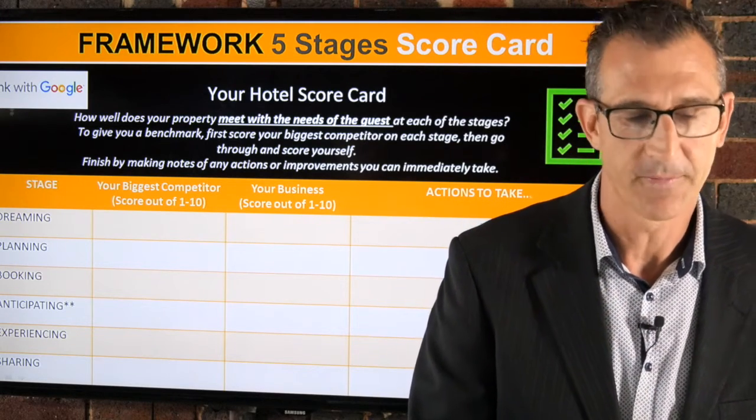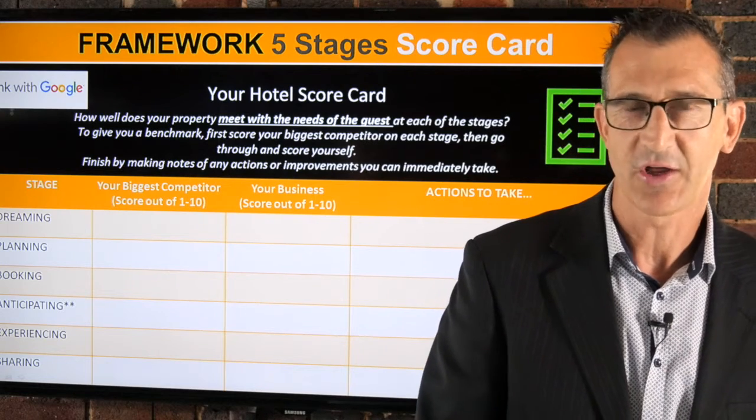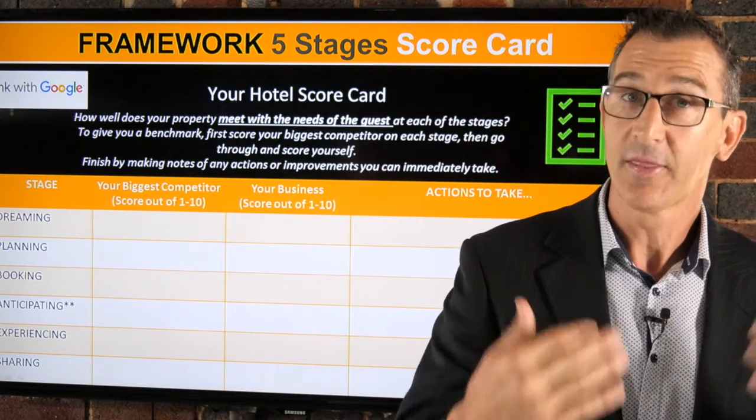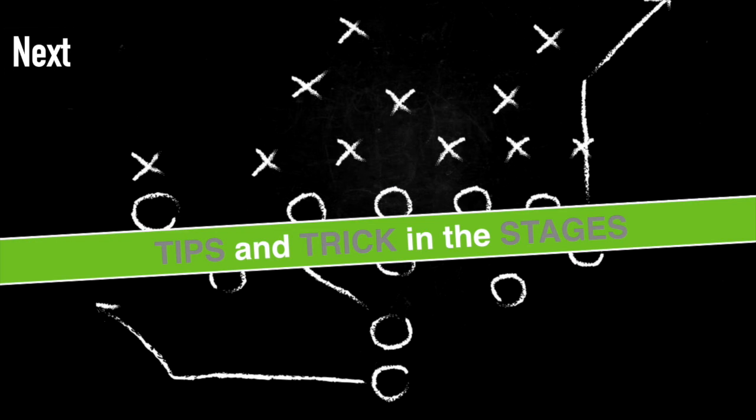That you can apply some actions to. And you'll notice there's an actions to take column, but I want you to reserve the actions to take column until you go through the next section of this module, where we give you a number of tips and tricks throughout the 5 stages.